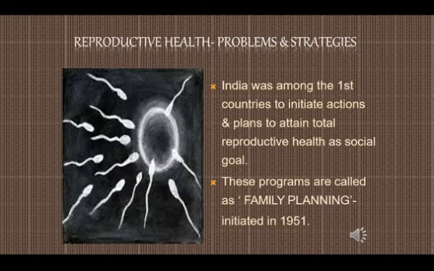Reproductive health problems and strategies. India was among the first countries to initiate actions and plans to attain total reproductive health as a social goal. These programs are called family planning, which was initiated in 1951. So this is the age where you have to learn about your reproductive organs and how to protect them, and what the best practices are that you have to understand.